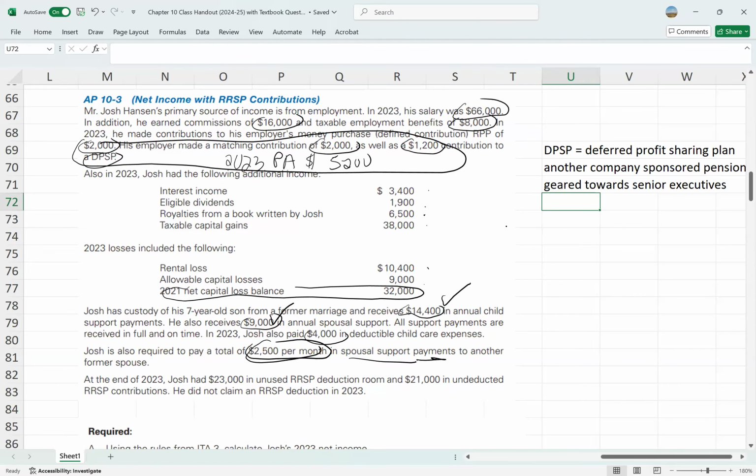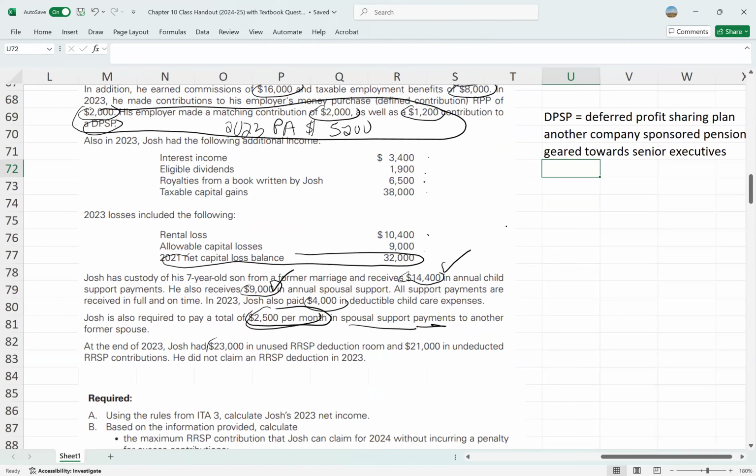At the end of 2023, this was the amount of unused RRSP deduction room. So that's going to be our A amount for 2024. And he also has $21,000 in undeducted contributions. So in 2023, he calculated his RSP deduction room. That was $23,000. He made $21,000 of contributions. And for whatever reason, he decided not to claim any RRSP in 2023.